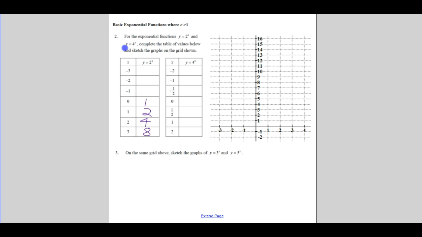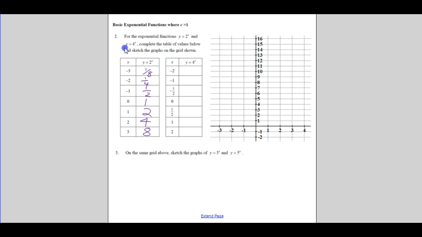So I'm going 8, 4, 2, 1, 1/2, 1/4, 1/8. Remember your negatives? So 2 to the negative 3 is 1 over 2 cubed, which is 1 over 8.